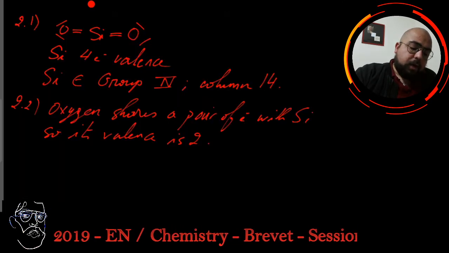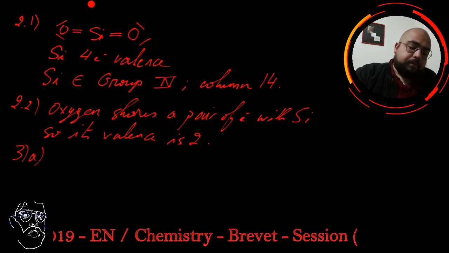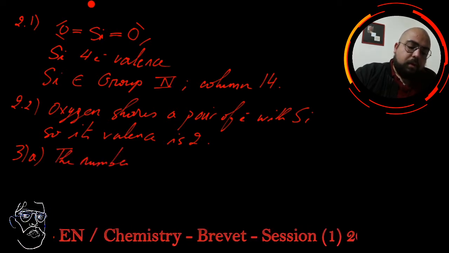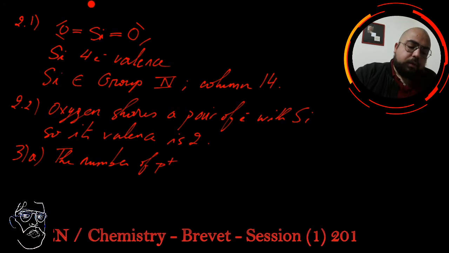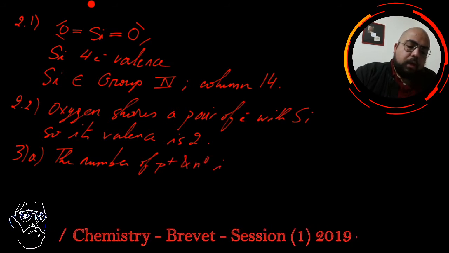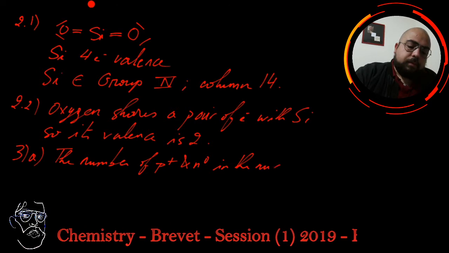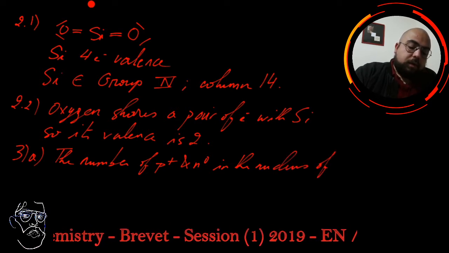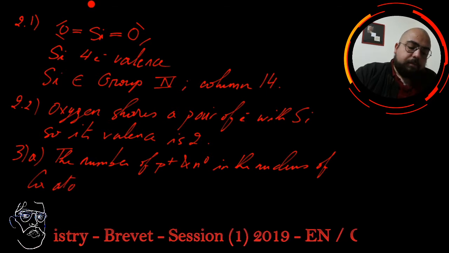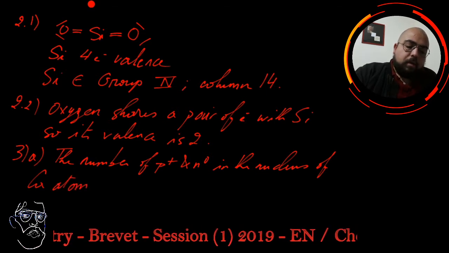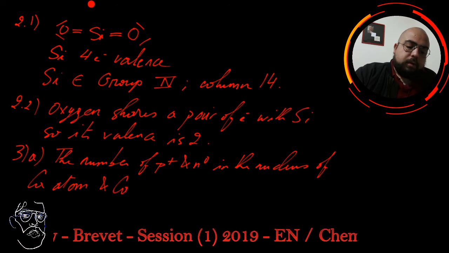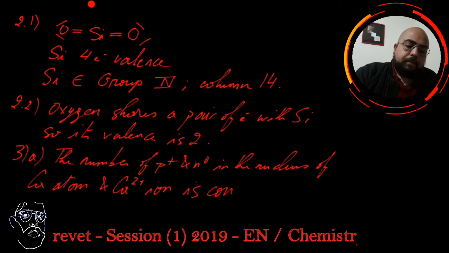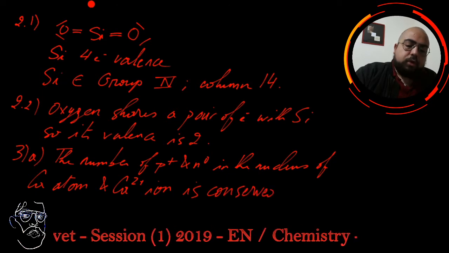This is 3.A. The number of protons and neutrons in the nucleus of Ca atom and Ca2+ ion is conserved. It will not change.